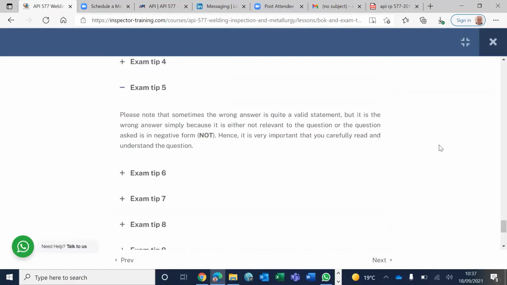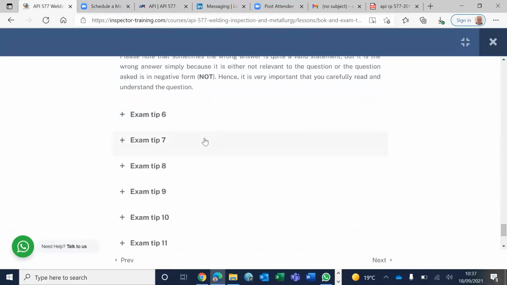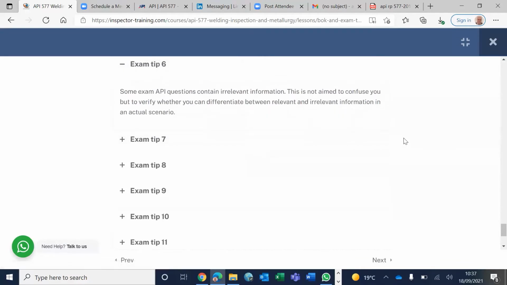Sometimes a wrong answer is actually a valid statement. So don't jump into an answer immediately. Read what they are asking for. There might be a negative form, not. There might be a very valid statement in the code that you clearly remember, but that might be a wrong answer because that's not what they are asking for. That's not relevant at all. If you don't read the question properly, you might choose the wrong answer, although it's a valid statement.